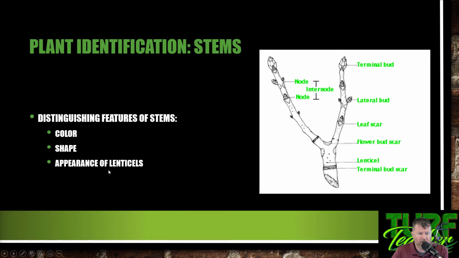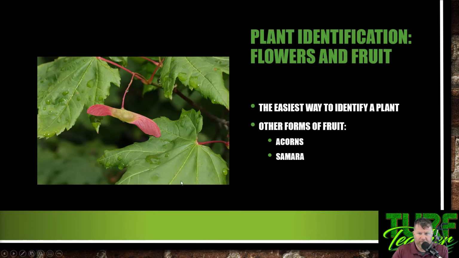Distinguishing features of stems: color, shape, and appearance of the lenticels. The hair, the nodes, the internode in between the nodes. Your terminal bud, lateral bud. We've seen part of this already at the beginning of this lecture. Leaf scar, flower bud scar, lenticel, and then your terminal bud scar. The easiest way to identify a plant is the flowers and the fruit. Got acorns and samaras here on the maple.